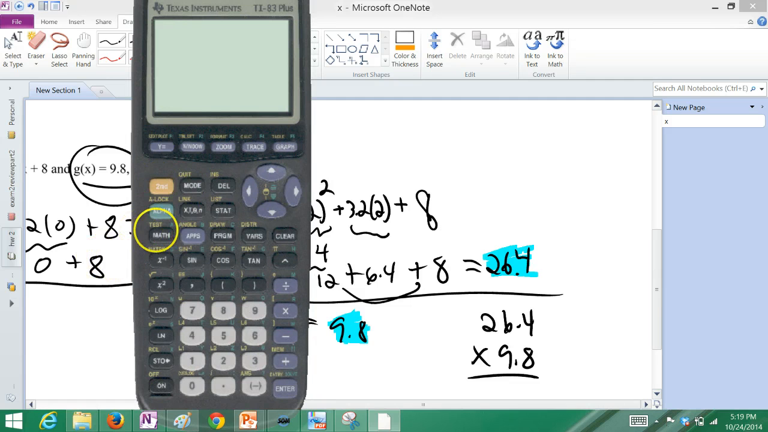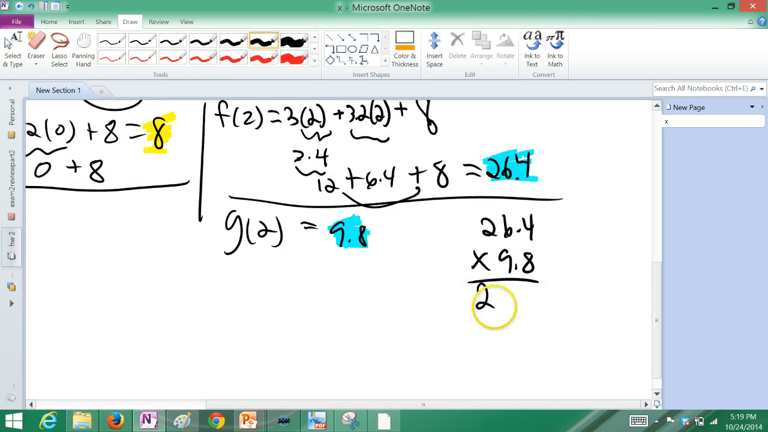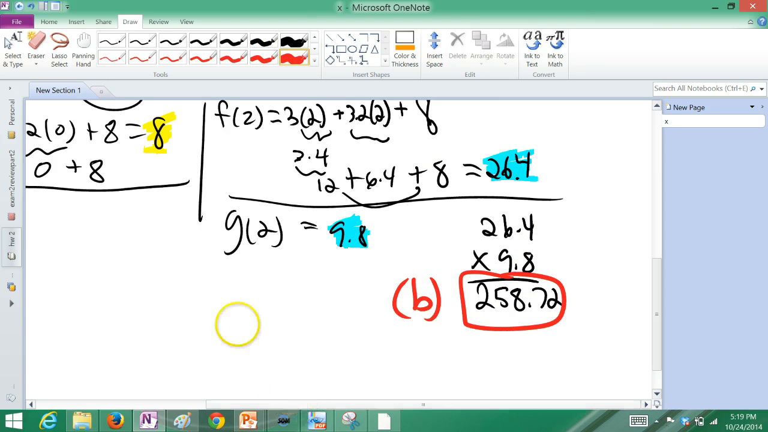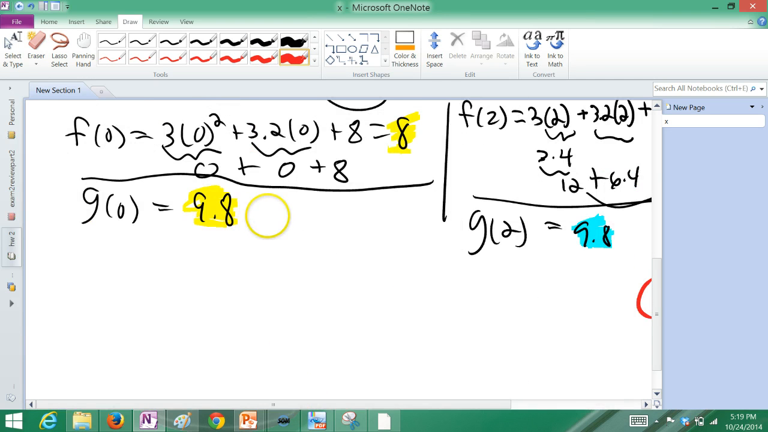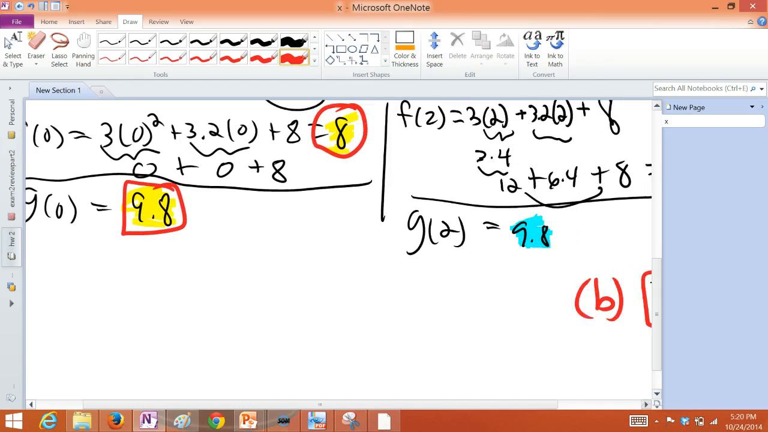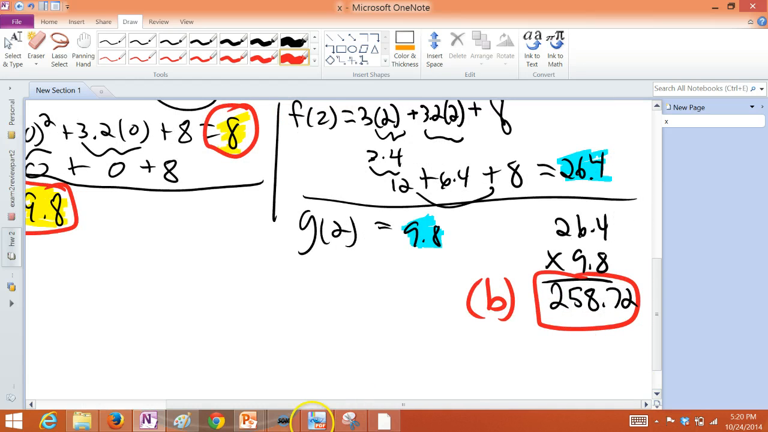All right, so we're going to take 26.4 and multiply it by 9.8, and that'll be the answer to the question. 258.72. Okay, great. So that's our answer to part B. And there were two different answers to part A: 9.8 for g of 0, 8 for f of 0. Okay, great. On to the next question.